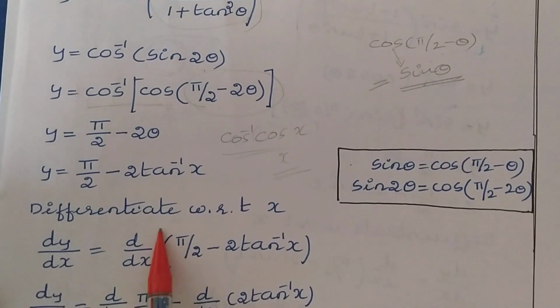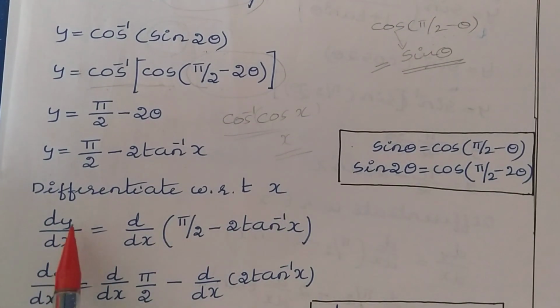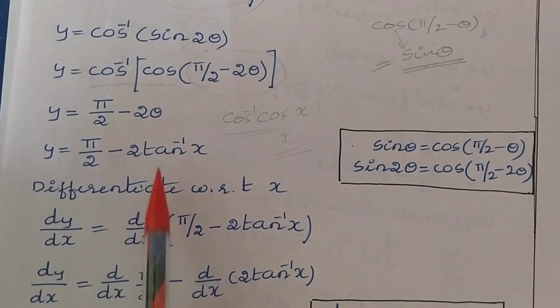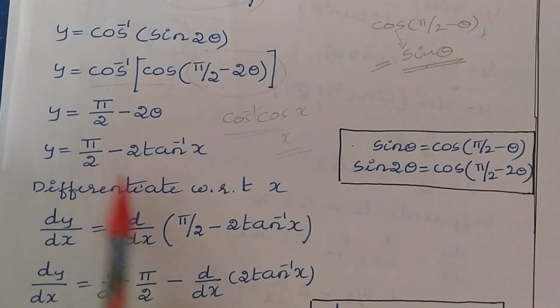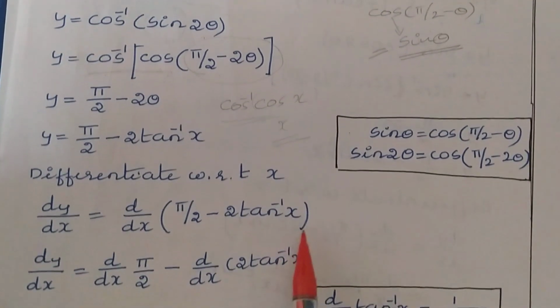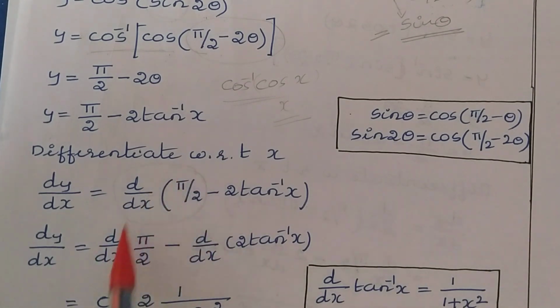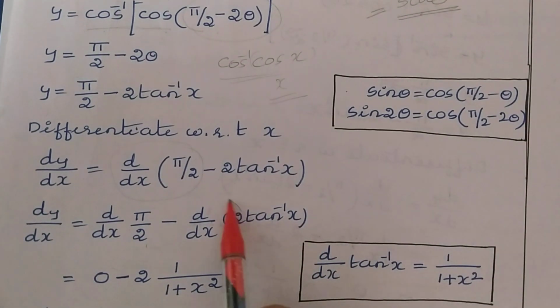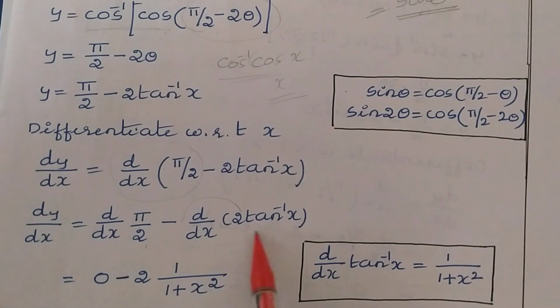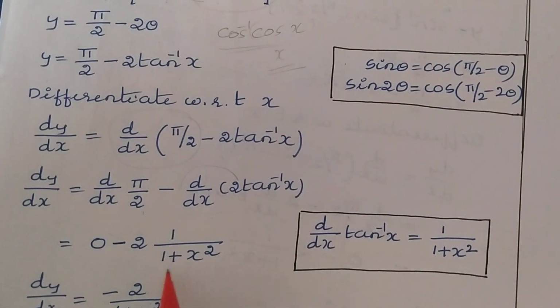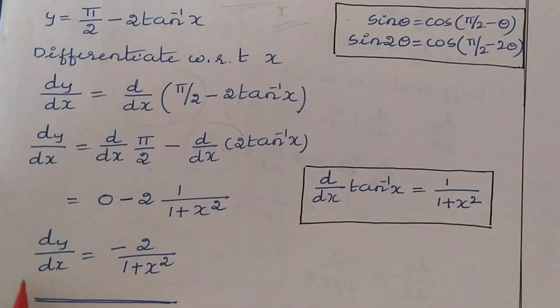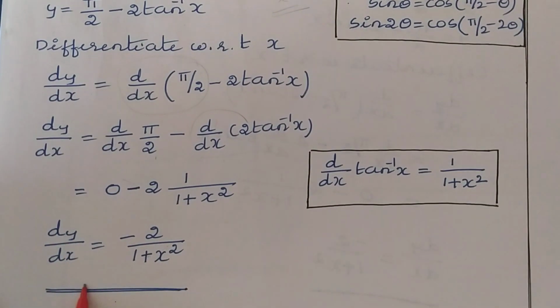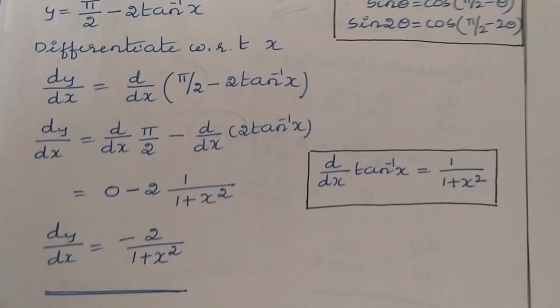Then differentiate with respect to x. So we get dy by dx is equal to d by dx of pi by 2 minus 2 tan inverse x. Then d by dx of pi by 2, that is 0. Then d by dx of 2 tan inverse x. Here 2 is a constant, you can take that out, and derivative of tan inverse x is 1 divided by 1 plus x square. So here we get the final answer, dy by dx is equal to minus 2 divided by 1 plus x square.